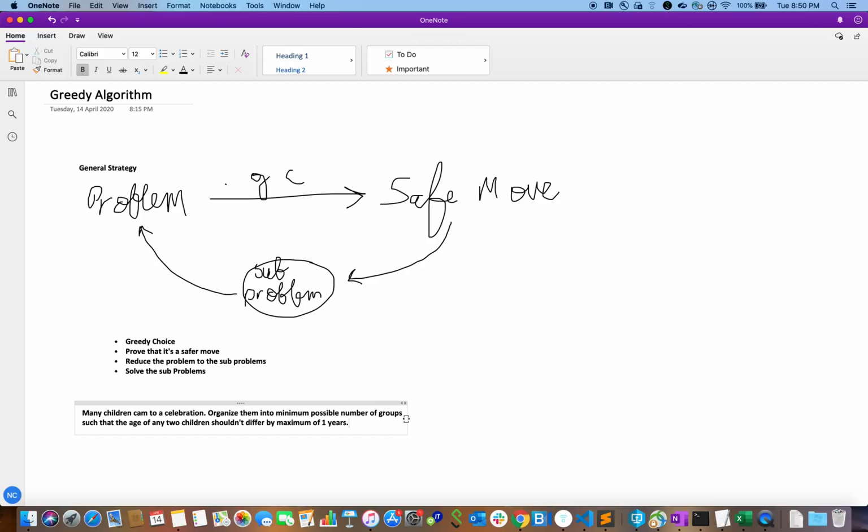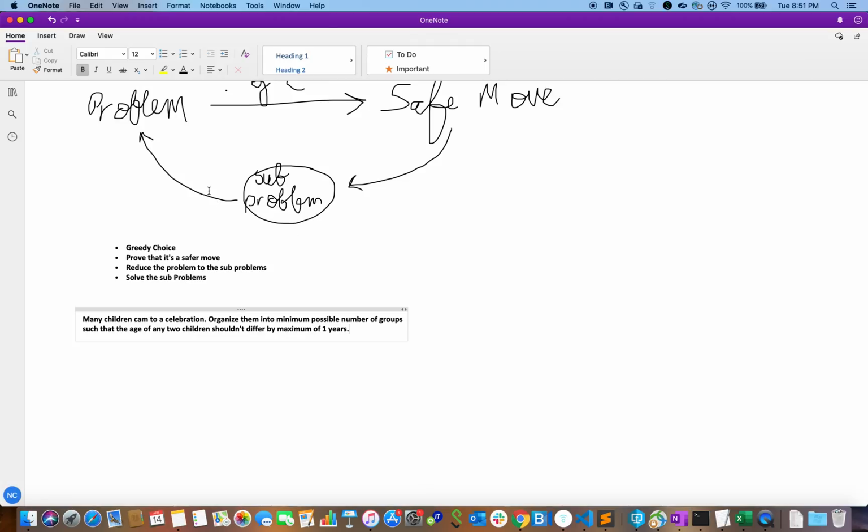So I think the problem is clear to you. We need to make the minimum possible number of groups of all the children in a celebration such that for every child in a particular group, the difference of age between children shouldn't be more than 1 year. So let me explain with an example here.